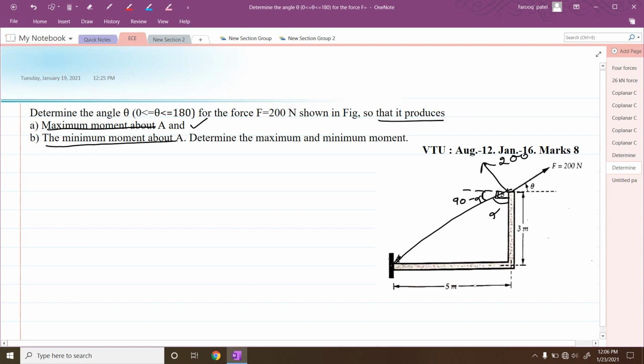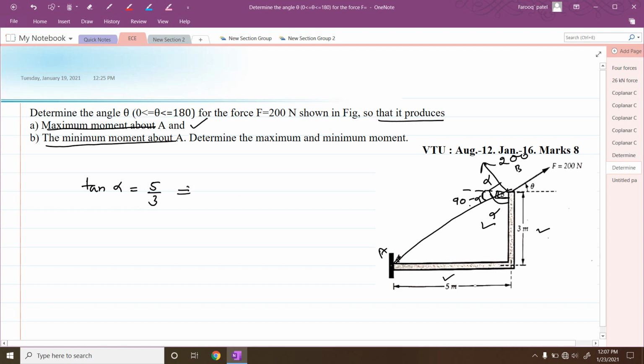Then, if you take this line AB, it is perpendicular to the force of 200 Newton. That means this total angle is 90 degrees. If this is 90 minus alpha, then this has to be equal to alpha, right? So first, let us calculate the value of alpha. Therefore tan alpha is equal to 5 divided by 3.